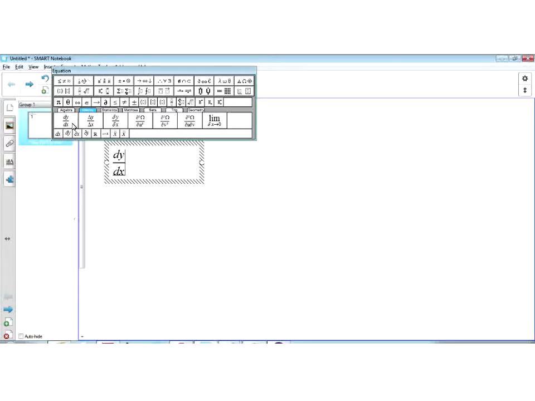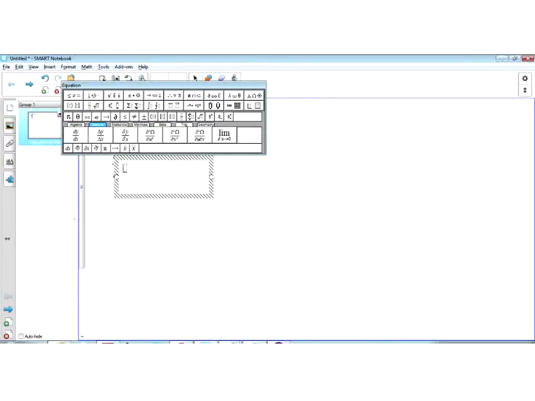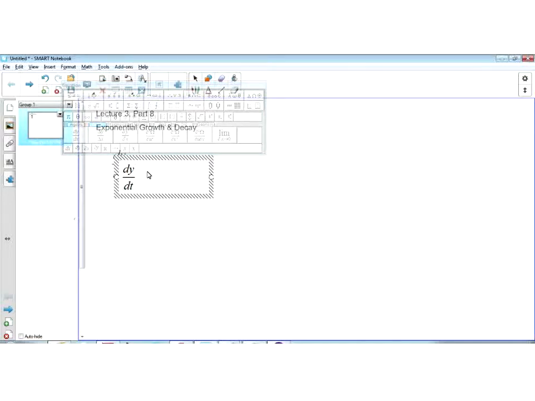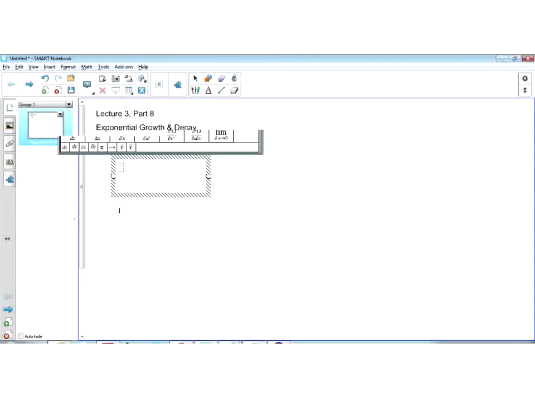So with exponential growth and decay, we've got what's called a differential equation. It's usually the time rate of change of some parameter y, which could be, say, population. And we've got this peculiar looking equation where the derivative of a function y is equal to some constant k times y.